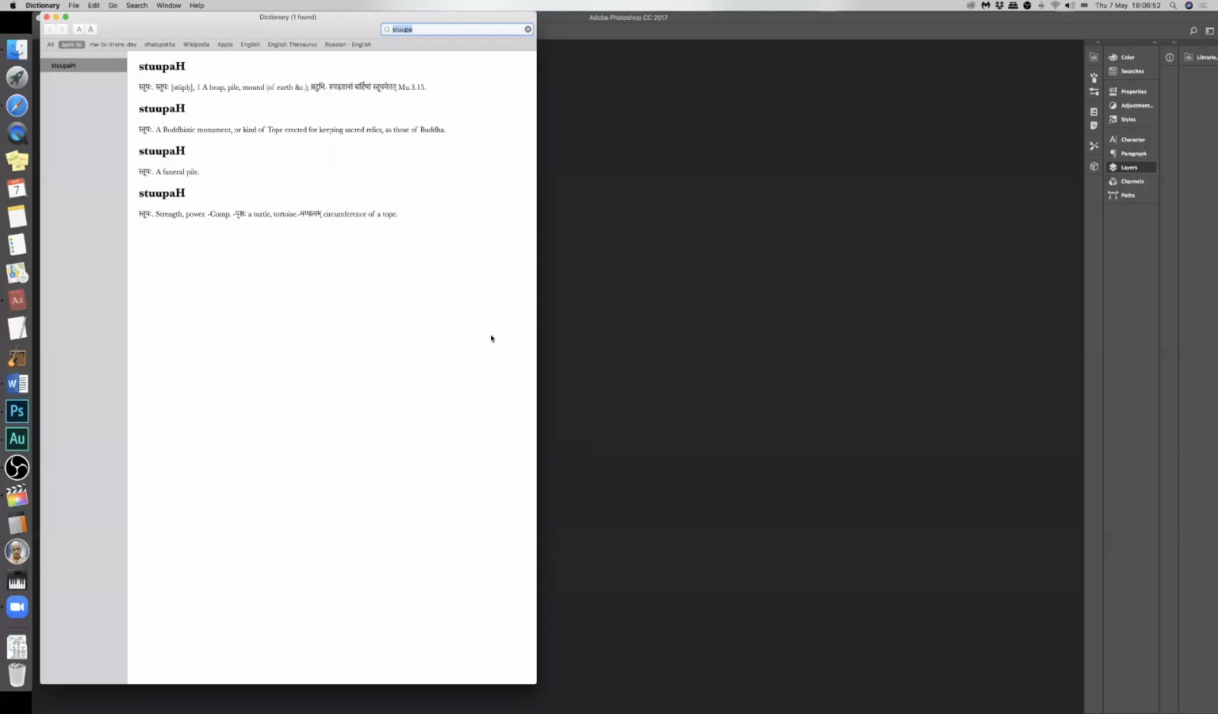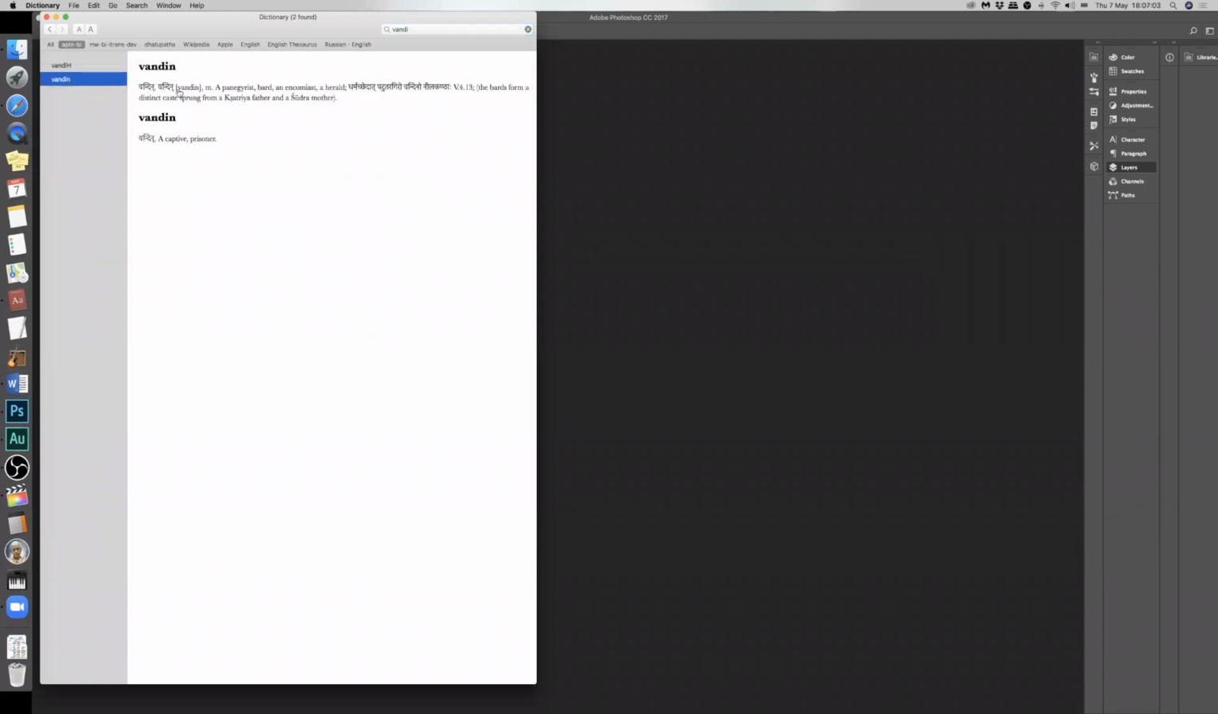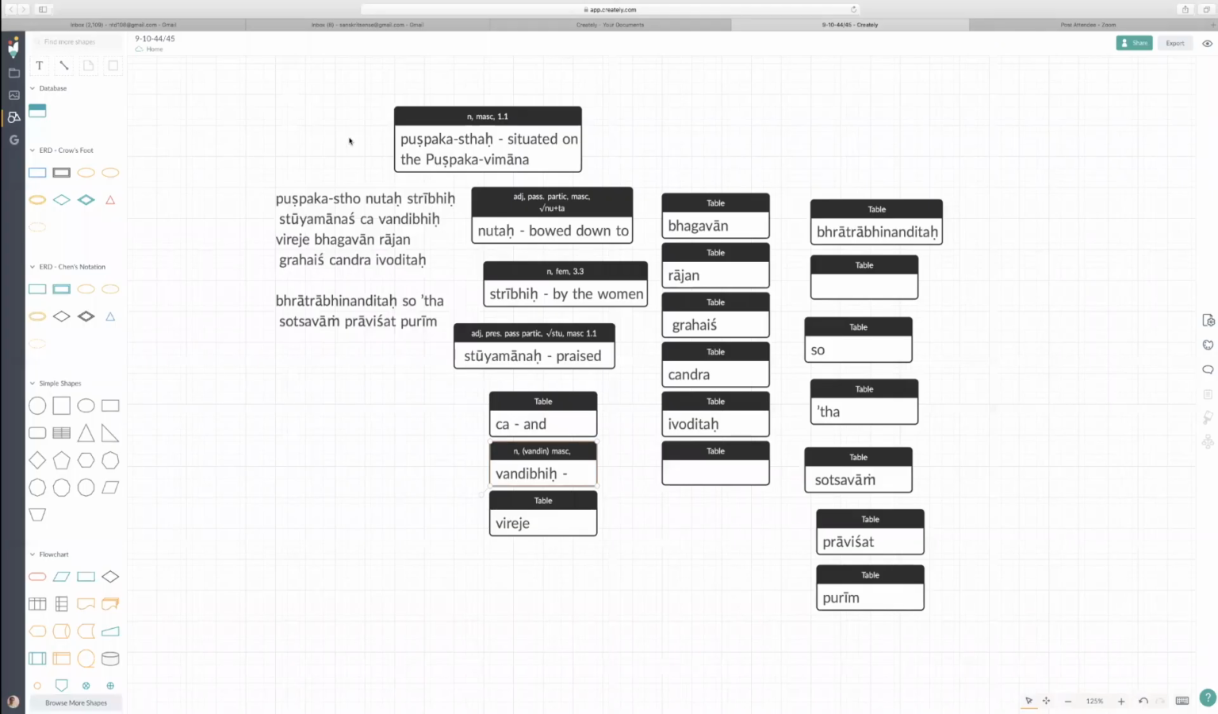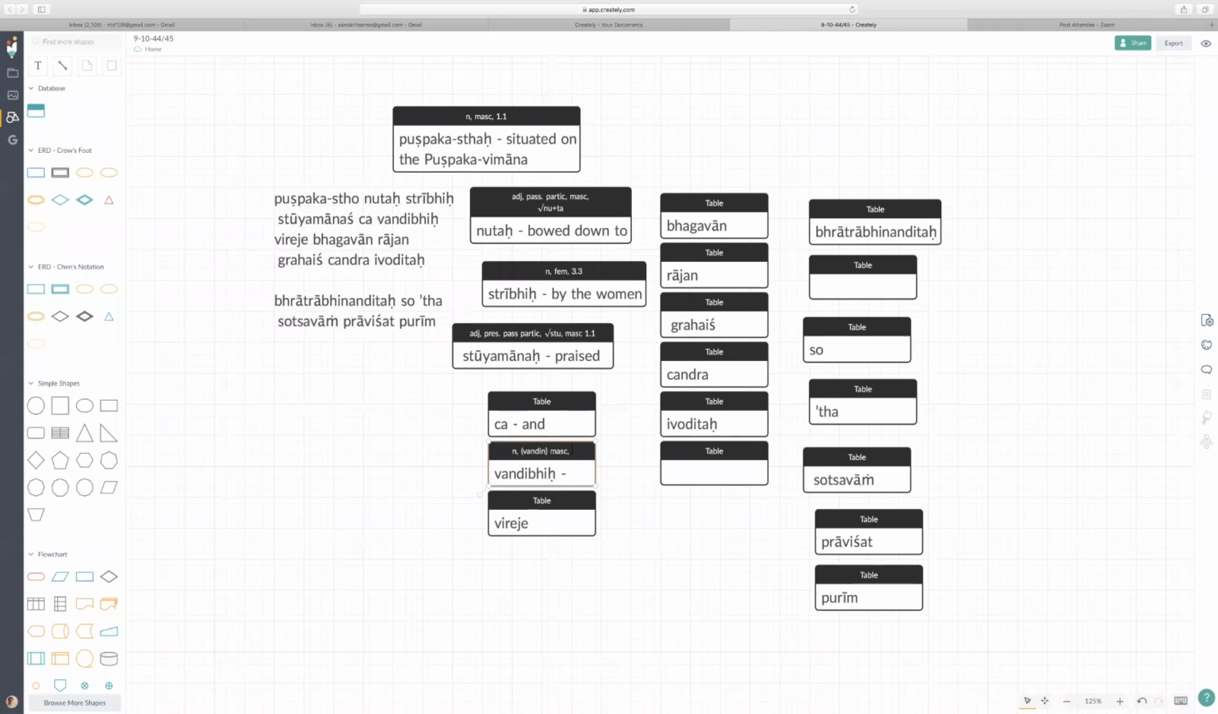Let me just check it. Vandi. Vandihi. Vandin. Yeah, vandin. A panegyrist, bard. You have all those words in English that you very rarely see. But basically, it refers to musicians, reciters. Previously they were there in the palaces to praise the kings and recite poems, sing songs of glorification and so on. So like this, vandibhihi.